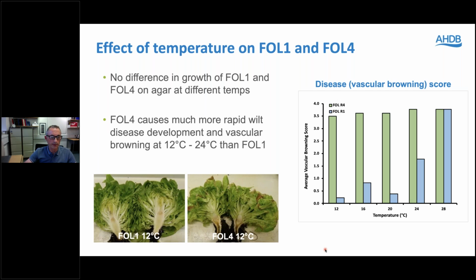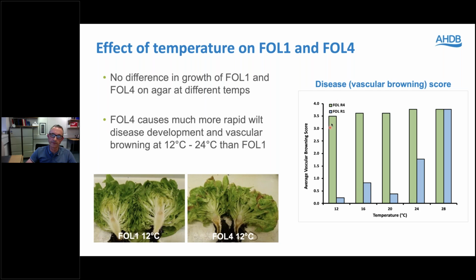So one question that growers had was the effect of temperature, because they were seeing that Fusarium disease seemed to progress even in the winter months. So this is a question that we tried to answer. Simply growing isolates of race 1 and 4 on agar showed no difference, but actually when we infested compost with race 1 and race 4, and we put those plants at different temperatures, we found that race 4 could cause much more rapid wilt disease development and vascular browning, even at temperatures as low as 12 degrees C, as you can see in this graph here.